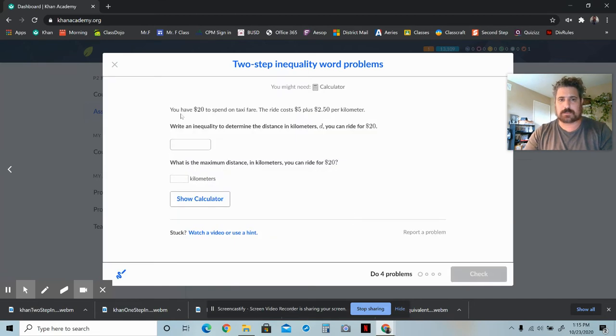All right, so it says you have $20 to spend on taxi fare. The ride costs $5 plus $2.50 per kilometer. Write an inequality to determine the distance in kilometers, D, you can ride for $20.